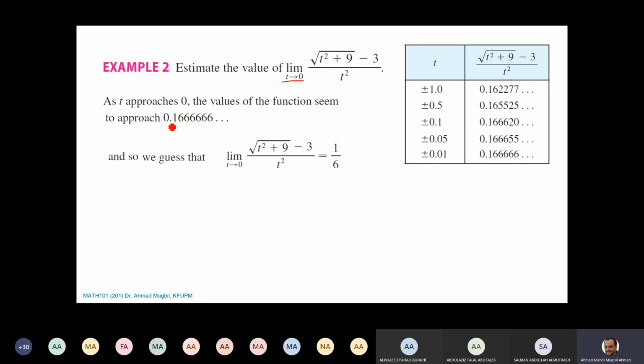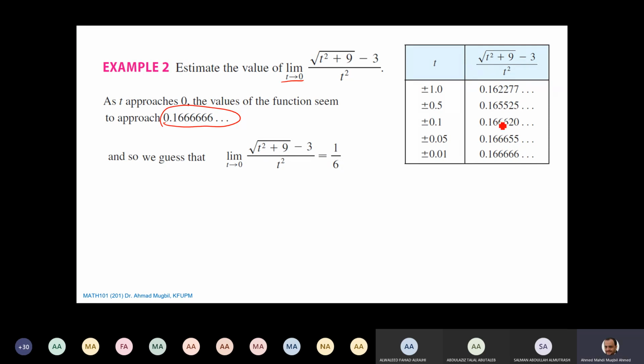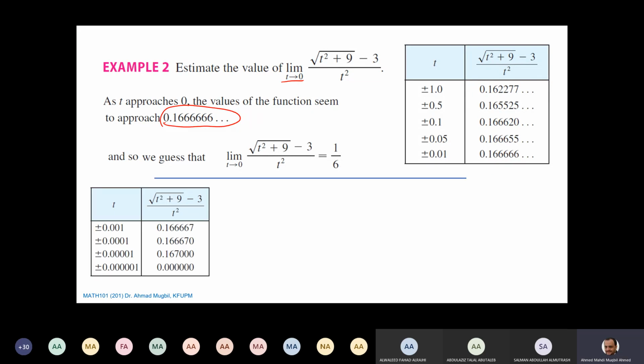So you can guess that this is, by the way, just 1 over 6. So you can see that if you use these values, you can guess that it is close to 0.6. But if you use other values, look, when you use smaller values, when you are so close to 0, look, if you use 0.00000001, you can see the value of the limit is 0.